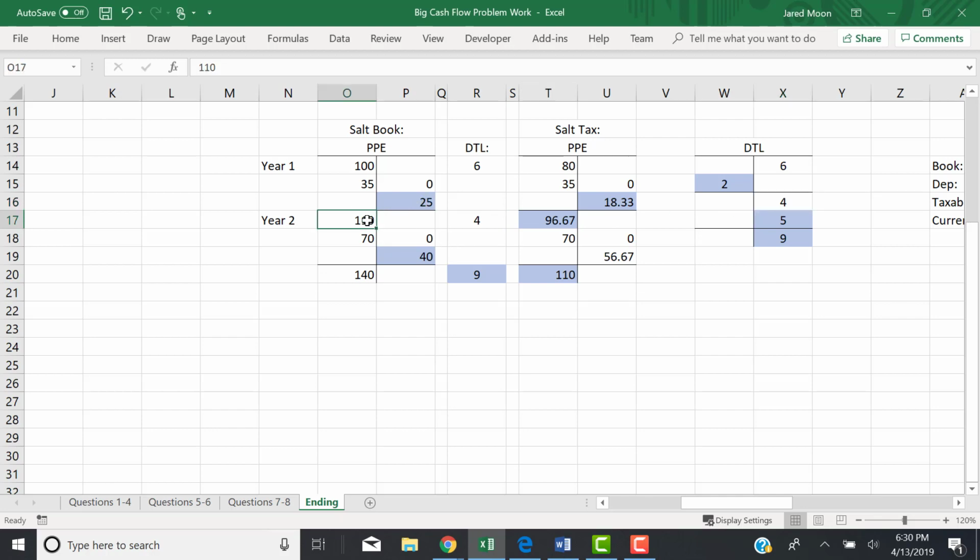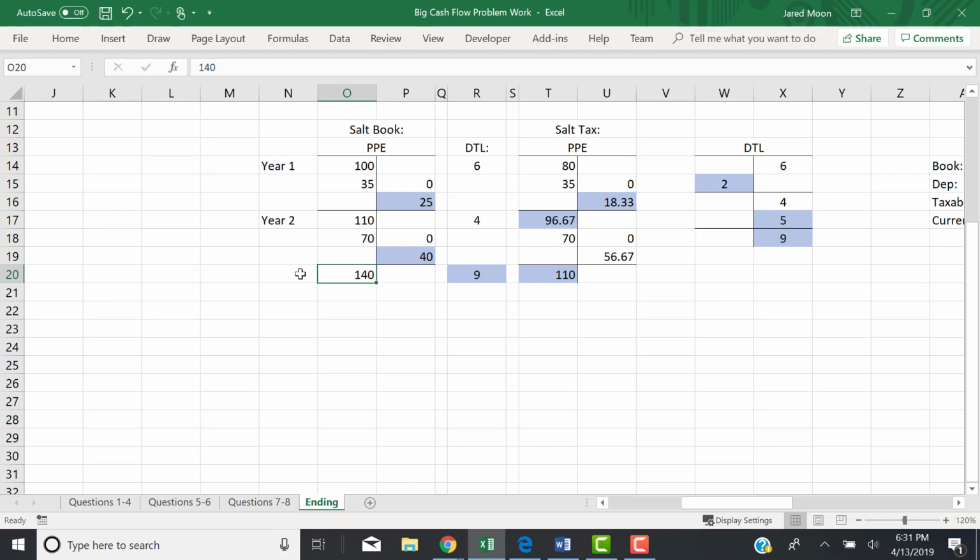So ending in year 1 is beginning in year 2. We have those two answers. It tells us that we purchased something worth $70 and we had no sales, which is nice. And then book tells us that our ending balance is 140, and that's on the back side of this worksheet, the one-page worksheet that we have. And I don't have it on the computer as far as I know.